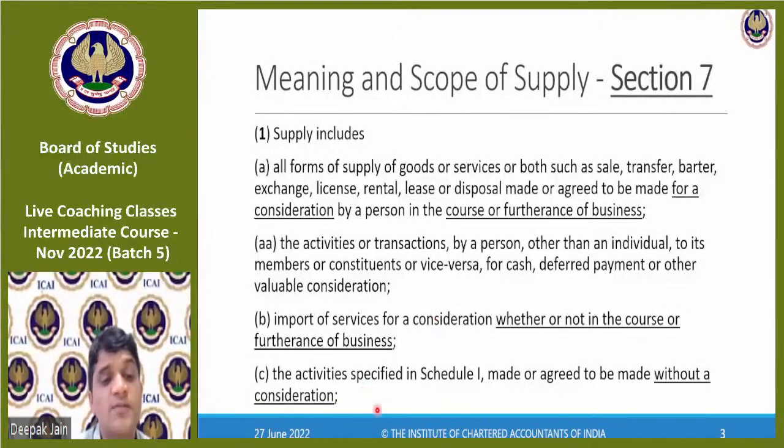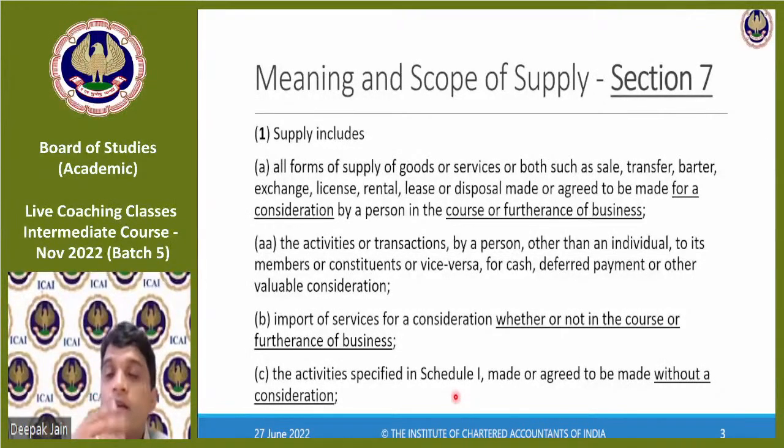Then the activities specified in Schedule 1. They have laid down one schedule, they have called it Schedule 1, which is made or agreed to be made without a consideration. Now we've seen that first there should be a consideration and there should be a business. Then they said on importation of services, you have consideration, fine, but if it is not in the course of furtherance of business, it is a supply. Now third, they've said go to Schedule 1. In this, we have given you this list of activities. Now it should be in the course of furtherance of business, but even if it is made without a consideration, still it is a supply.